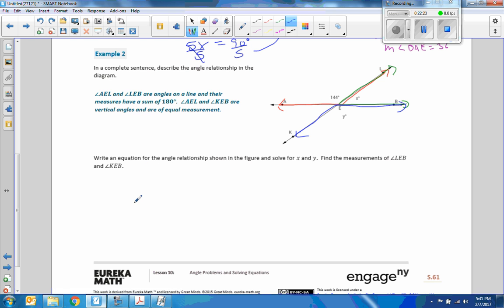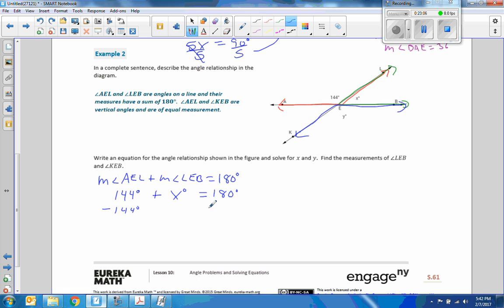Alright. So there's a couple of different ways I can do this. I can find x because that's angles on a line. So I can say the measure of angle AEL plus the measure of angle LEB. AEL is the red angle, LEB is the green. They're angles on a line, so they add up to 180 degrees. Then I substitute in my givens. Angle AEL is 144 degrees, plus the measure of angle LEB is x degrees, and they add up to 180 degrees.